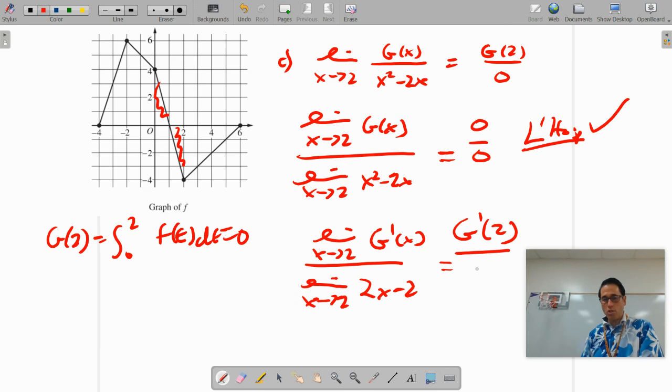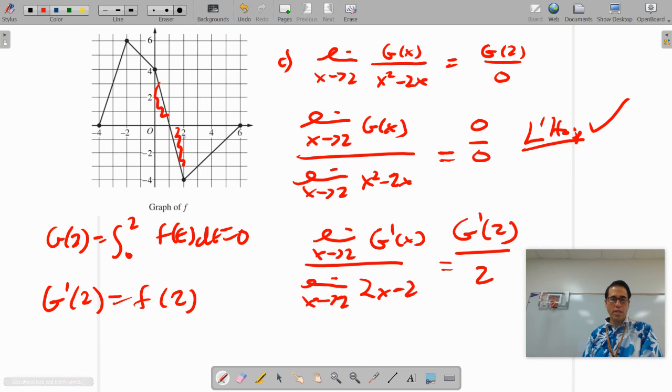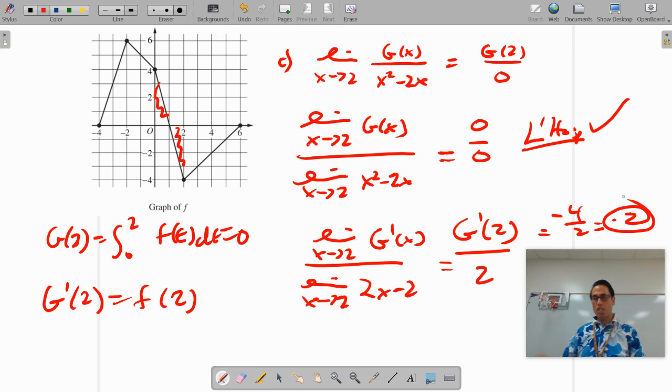Oh, sweet. I got a 2 on the bottom, which means I'm going to get an answer. G prime of 2 would just be equal to f of 2, and f of 2 is negative 4. So it's negative 4 divided by 2, negative 2. You guys, yes, let's go.